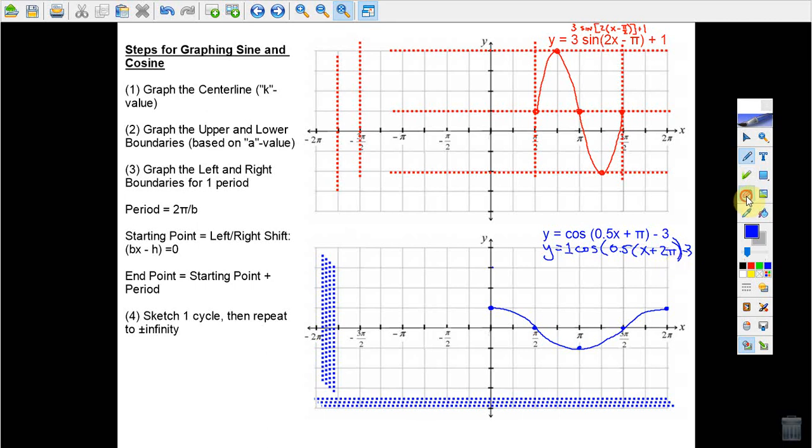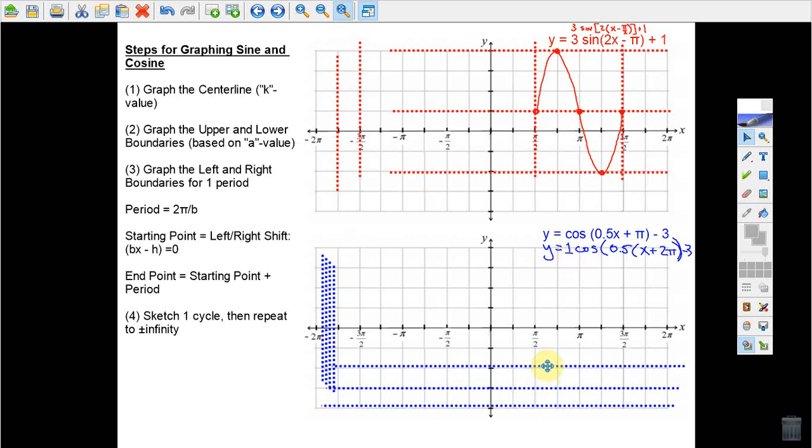So we're going to put our center line at -3 because that's our k value. So we're right here at -3. We're going to set our upper bound based off of our a value. That's the distance from the center line to the peak. So we're right there at -2. We're going to have our lower bound at 1 below the center line. So that's going to be at -4.